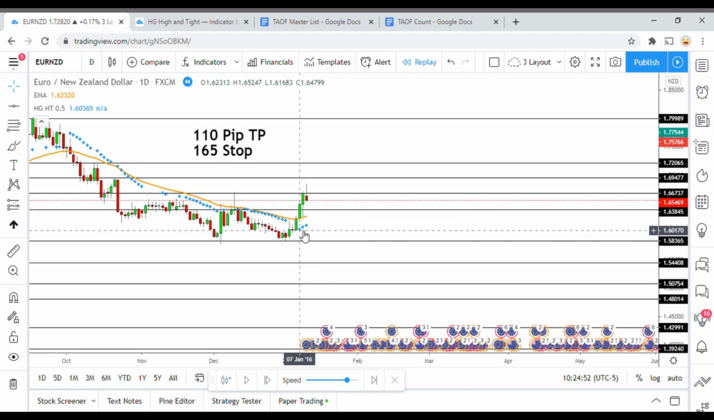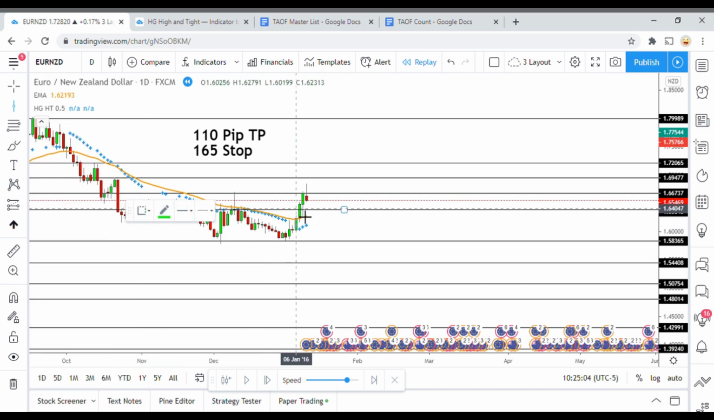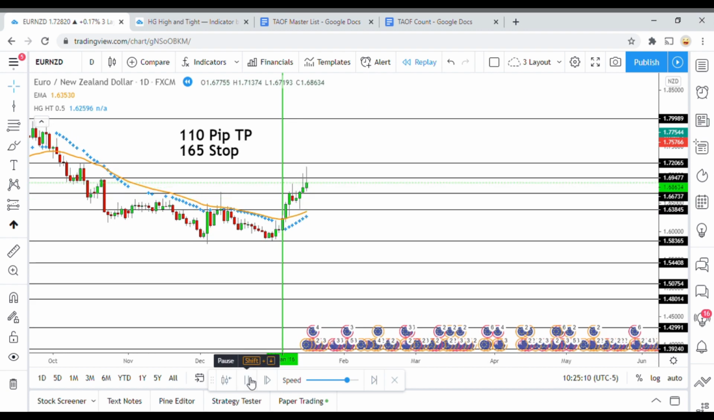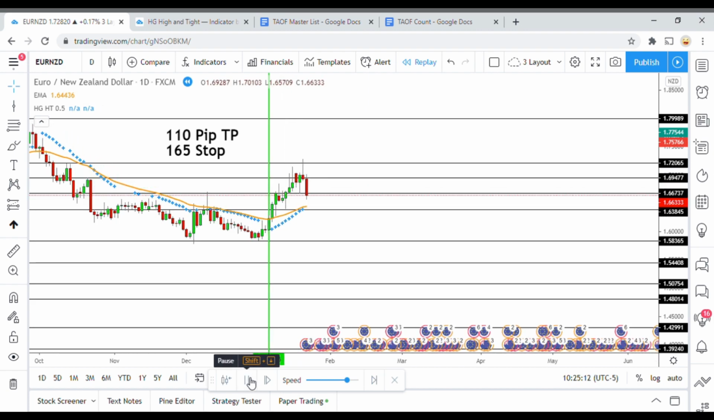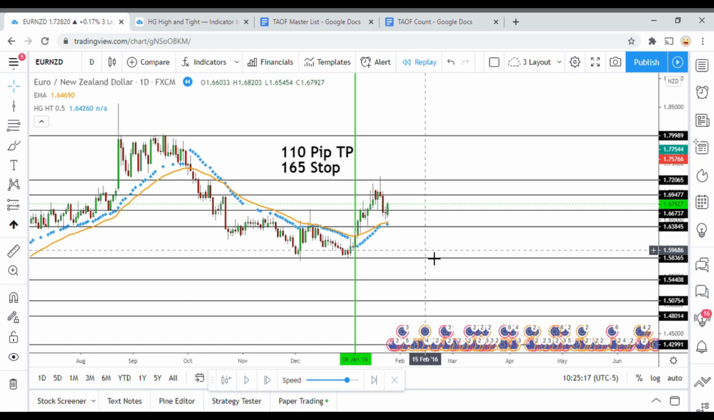And so we get our first signal right here. It is a long. Price action is above the EMA. The cross jumped to the downside, which means that it's pushing price action up for a long signal, and it did really well. Got us to take profit. Price action is punching along.